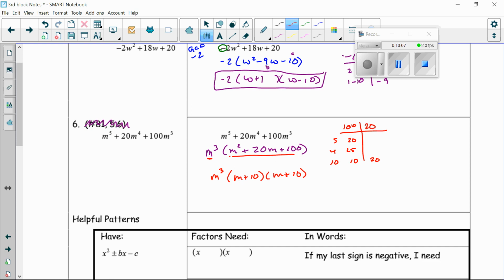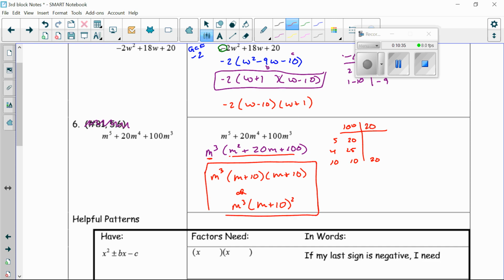You could write that all as one, if you'd like, just do m plus 10 quantity squared. The parentheses are key there. And you could always FOIL to go back in and double check your answers. Now, the order that you write the factors doesn't matter. Up here, negative 2, w minus 10, w plus 1, excuse me, would have worked just as well. Okay, so the order of your factors doesn't matter. And I'm okay if you choose not to condense those.